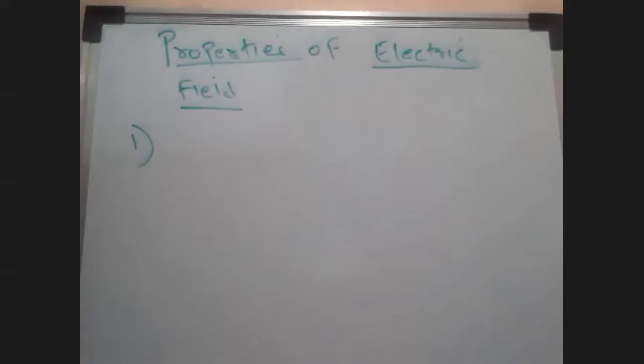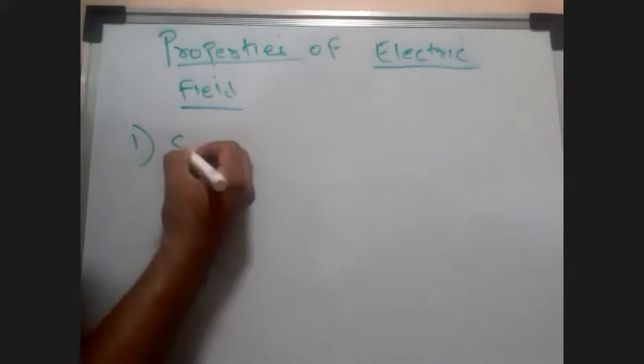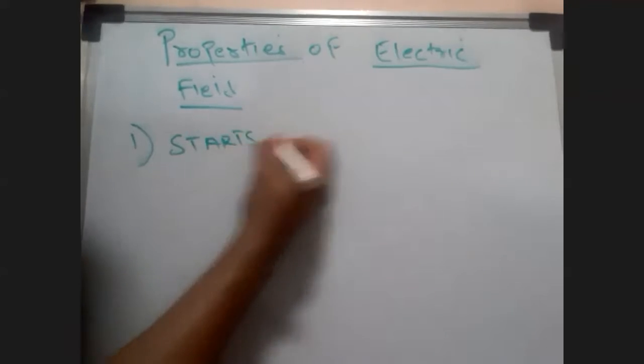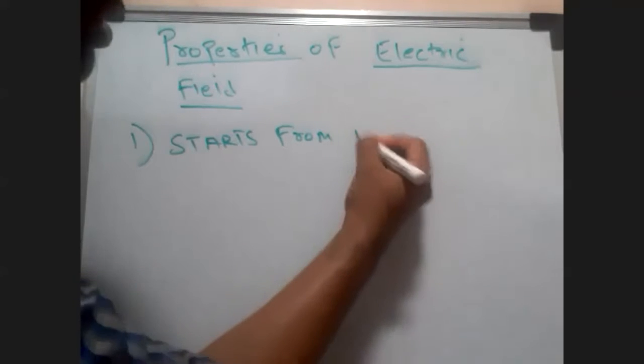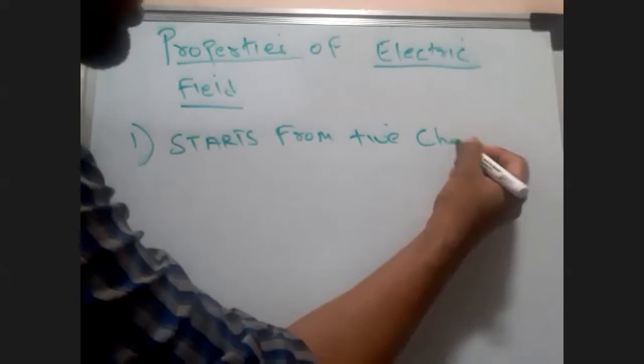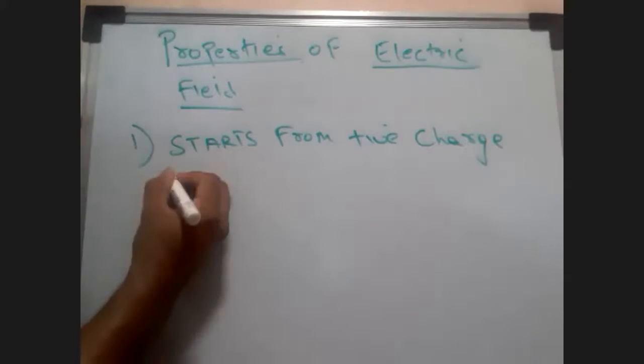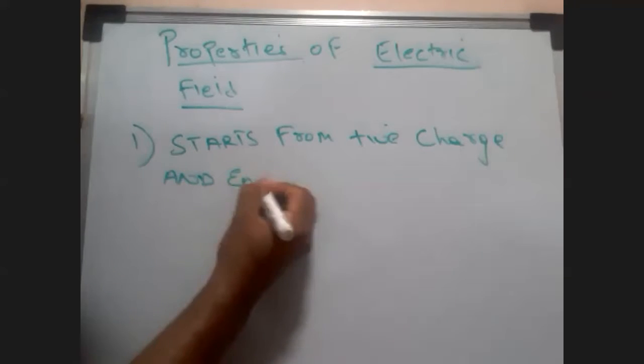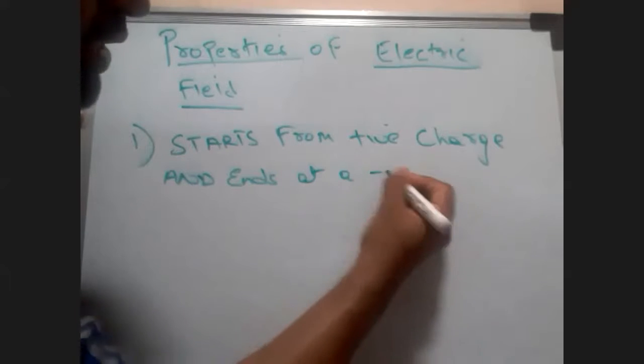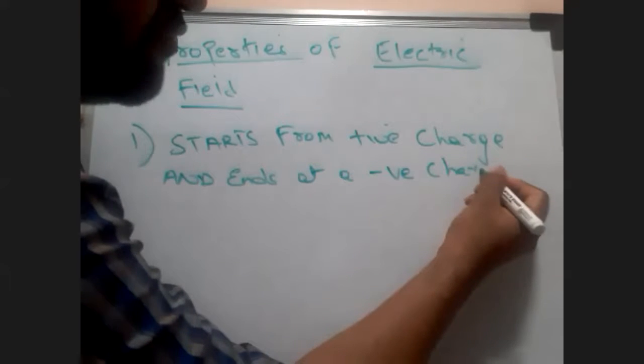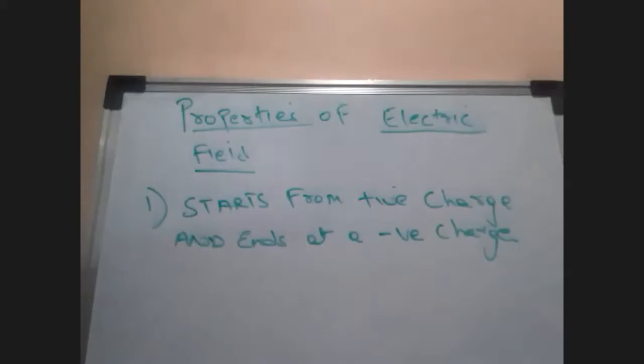First thing, you are all very aware of this: the electric field lines. What are they going to do? They are going to emerge from a positive charge and they are going to contract towards a negative charge. So it starts from a positive charge and ends at a negative charge. So that is the first point. I won't use much of your time for this. This is very much understandable. I think you already know this.